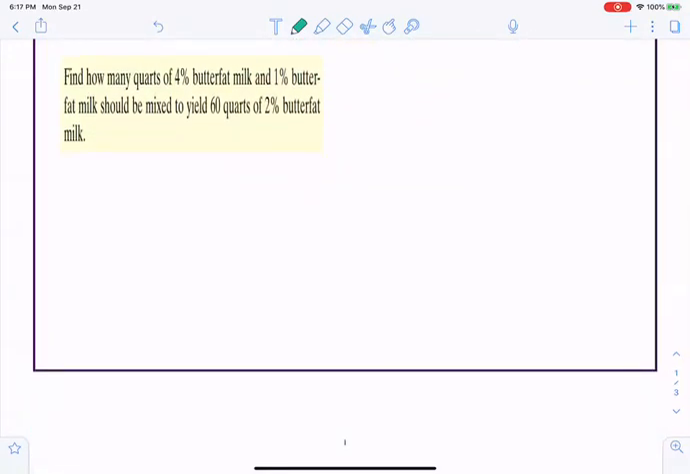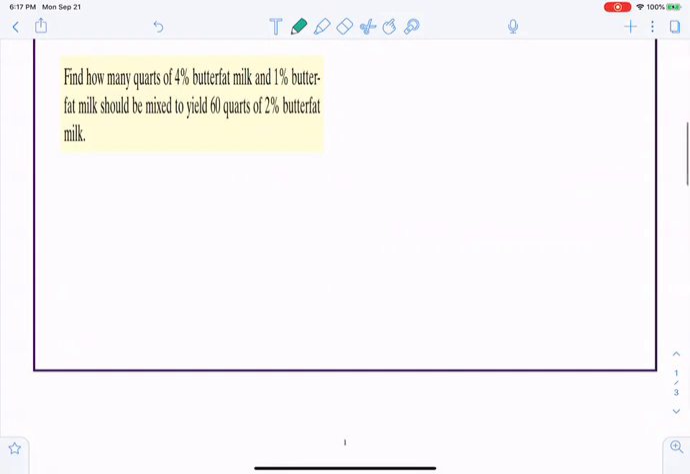So here is another problem where, again, we have to translate the word problem into a system of linear equations so that we can come up with a solution for the problem itself. We would like to find the number of quarts of 4% butterfat milk and 1% butterfat milk to be mixed in order to get 60 quarts of 2% butterfat milk. So what we know is that we need 60 quarts in total.